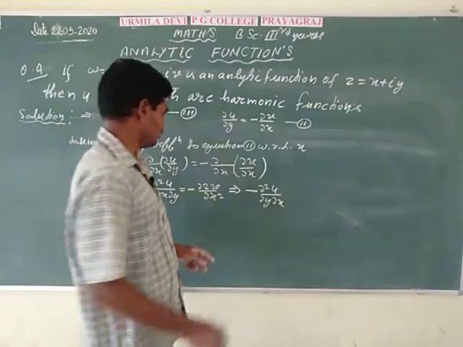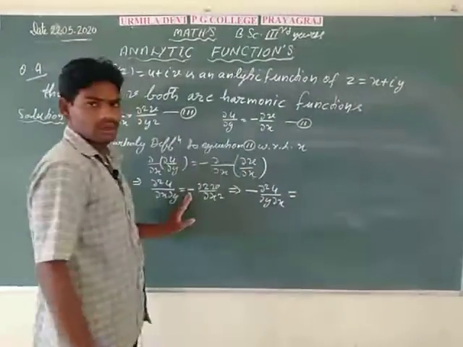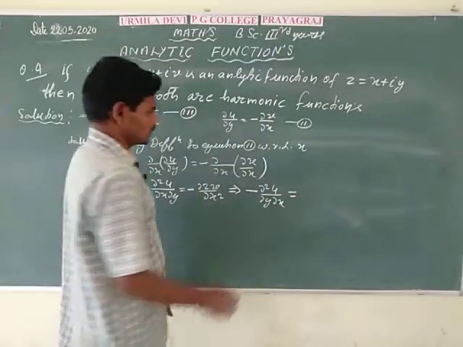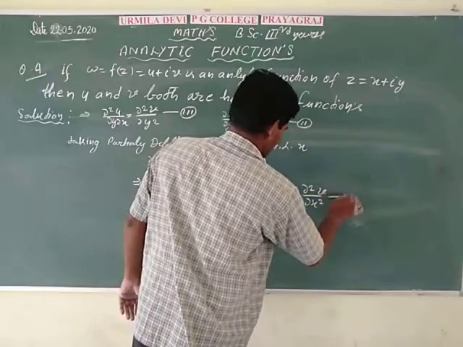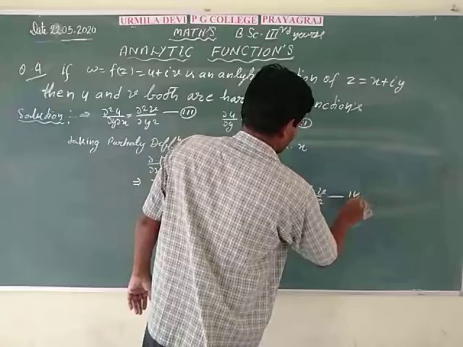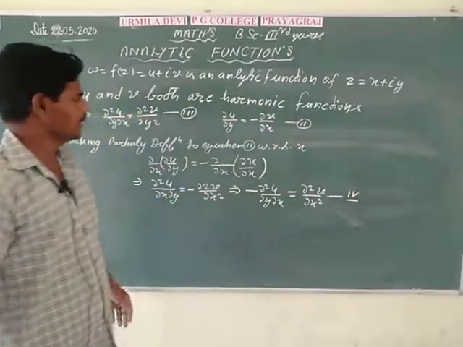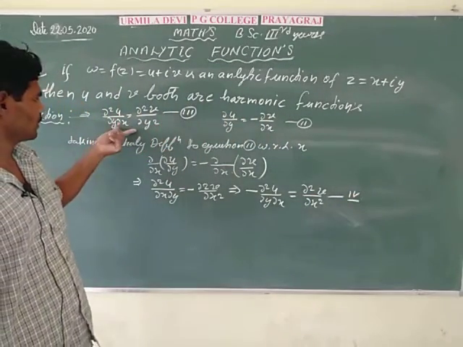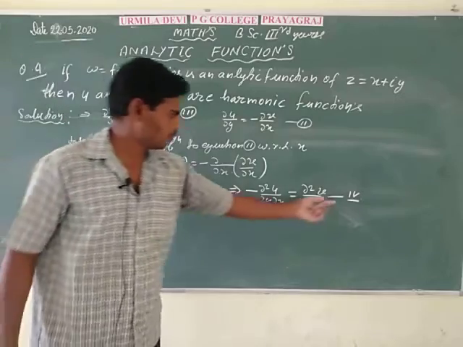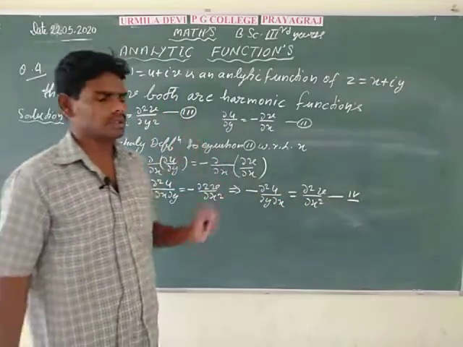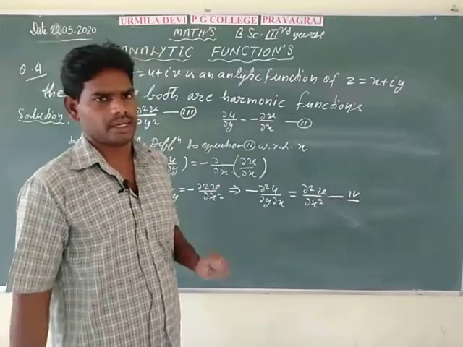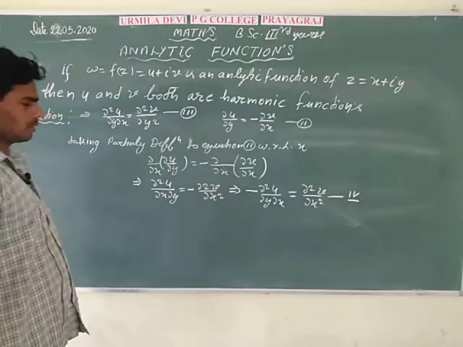So negative into negative is positive, equal to del square v by del x square, taken as equation 4. So equation 3 is this, and equation 4 is this. If we add equations 3 and 4, then you can find del square v is equal to 0.